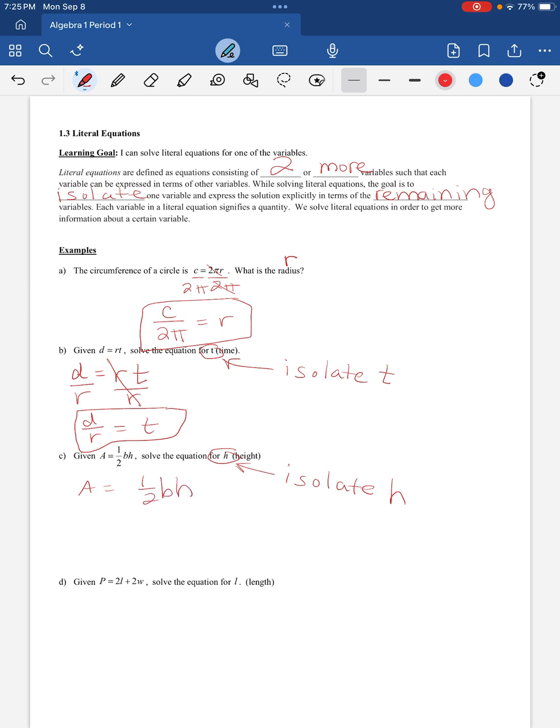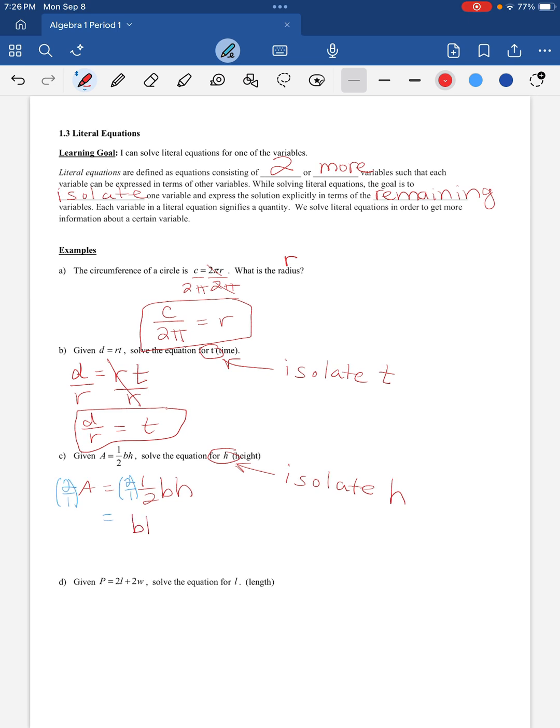All right, so I have a 1/2 and a b that are both multiplied by the h. And a nice way to get rid of a fraction, just one fraction, is to multiply by its reciprocal. So I'm going to multiply the reciprocal of 1 over 2, which is 2 over 1, on both sides. So whenever you multiply a number by its own reciprocal, you just get 1. So all I have remaining here on the right side now is just 1bh basically, or just bh. Oopsie.